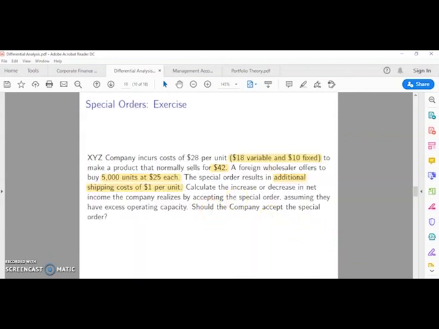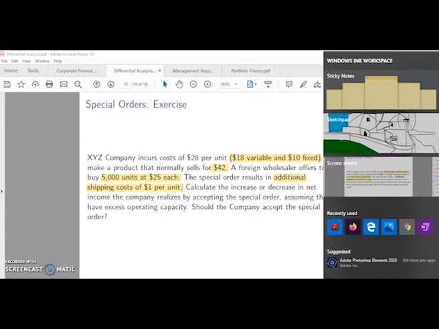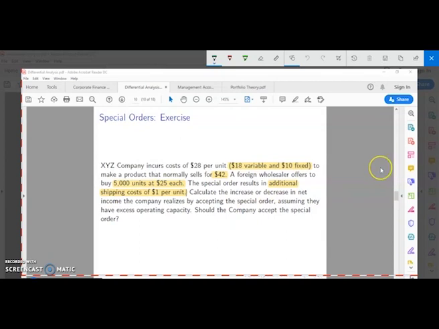What we need to do is calculate the revenue and the cost in case I accept or reject the order. So what I will have here, okay, I will have the same. Okay, so I have two scenarios.